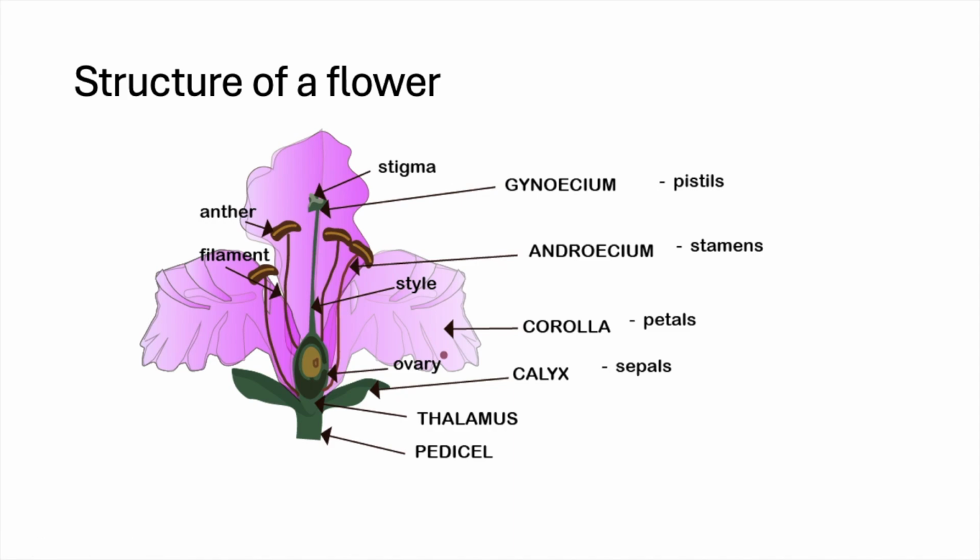The stalk is called the pedicel, and the extended thickened portion at the tip of it that bears the flower is called the thalamus or the receptacle. On that, the flower is arranged in the form of four whorls. The outermost layer is called the calyx, which contains the sepals. Then we have the petals, which form the corolla layer, the whorl. Then you have the androecium, which contains stamens, and the gynoecium, which is right in the middle, which has pistils.